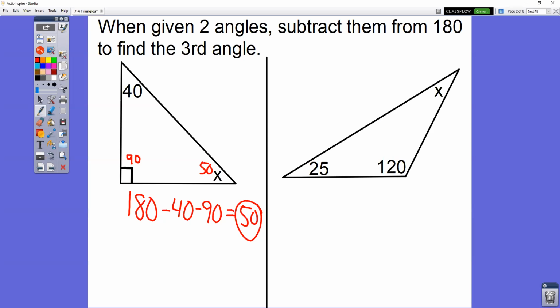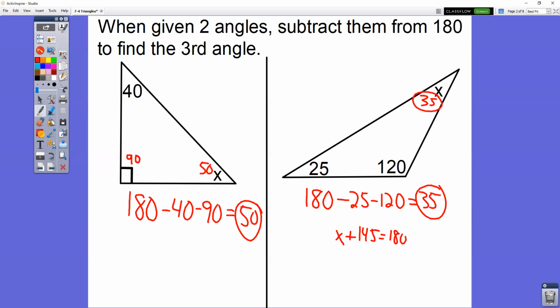So in the second one, we have 25 and 120. We need to find the missing angle. All that you need to do is take 180 and subtract out the other two angles that you have. So 180 minus 25 minus 120 gives you 35 degrees. So this angle is 35. You could set up an equation to do these. You could add together 25 and 120 and then set up an equation and go x plus 145 equals 180, and then solve that equation for x and you get 35 again. But just taking your two angles and subtracting them from 180 is way easier, so I'd suggest doing it that way.